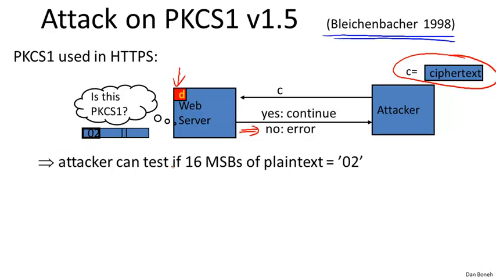Now the amazing thing is that this lets the attacker test whether the 16 most significant bits of the decryption of a given ciphertext are 02 or not. In other words, the attacker can submit whatever ciphertext he wants to the web server. The web server will invert the RSA function and then tell the attacker whether the inversion started with 02 or not. So it, in some sense, gives the attacker an oracle that lets him test whether the inversion of any ciphertext begins with 02 or not.